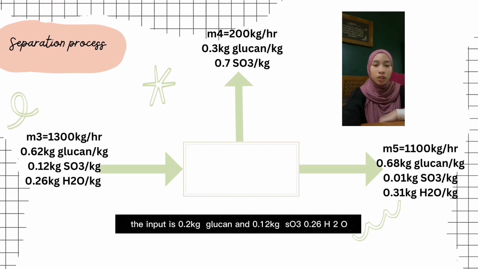The input is 0.2 kg glucan, 0.12 kg SO3 and 0.26 kg H2O at a rate of 1300 kg per hour. The output is 0.3 kg glucan and 0.7 kg SO3 at the top at a rate of 200 kg per hour, and another output is 0.68 kg glucan, 0.001 kg SO3 and 0.31 kg H2O at a rate of 1100 kg per hour.